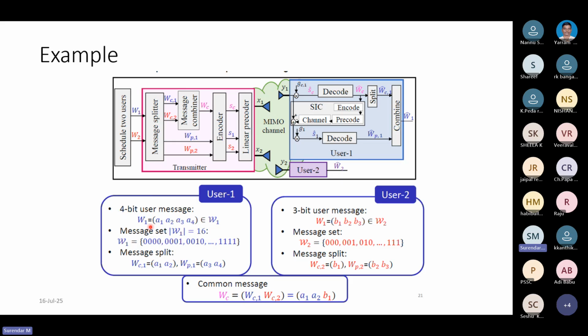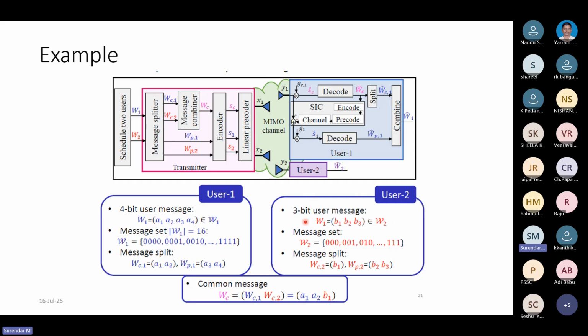Here, a 4-bit user message is taken. The first bit is A1, the second bit is A2, the third bit is A3, and the fourth bit is A4. These bits are split, so that is message splitting. The first 2 bits, A1 and A2, are given to the common part, and the remaining A3 and A4 are considered the private part. So if I have 0, 0, 1, 0, then 0, 0 is given to the common part, and 1, 0 is taken as the private part. Okay, so the common part is taken and the private part is also found.